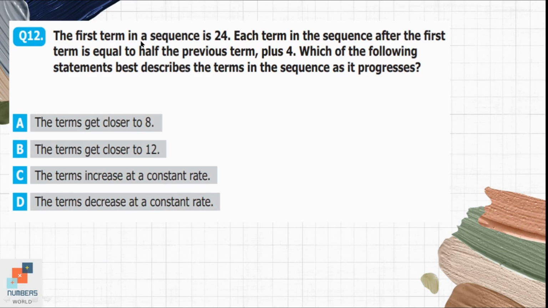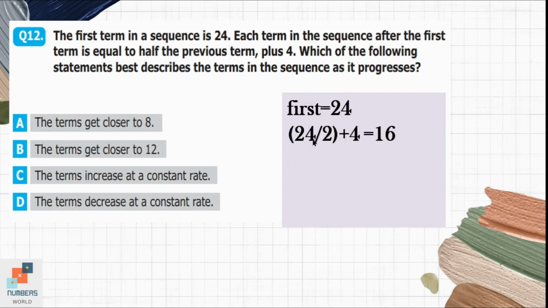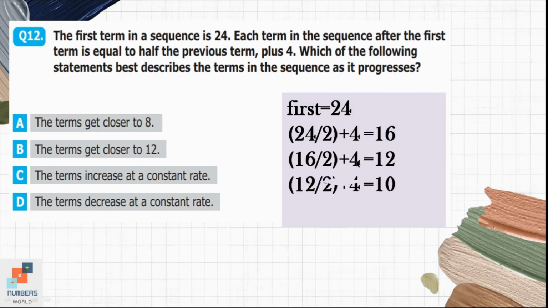Question number 12. The first term in a sequence is 24. Each term in the sequence after the first term is equal to half the previous term plus 4. Which of the following statements best describes the terms in the sequence as it progresses? So let's find out the other terms of the sequence. The first number is 24. Then if we take half of 24 and add 4 to it, the answer is 16. Similarly, we can find out the other terms of the sequence by following the same procedure. Take half of the previous term and add 4 to it.